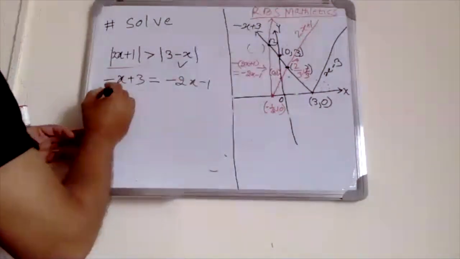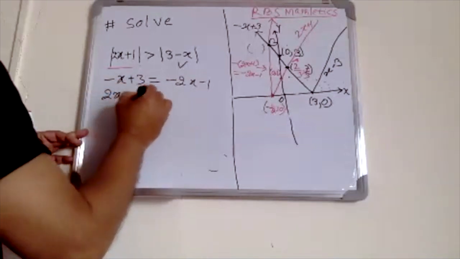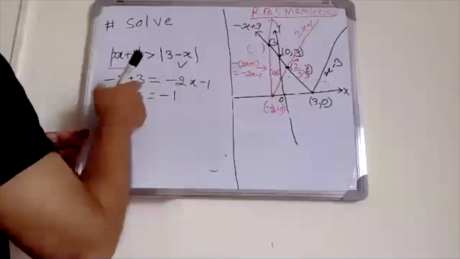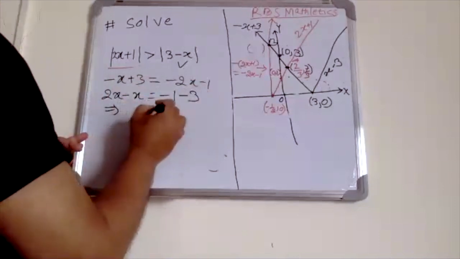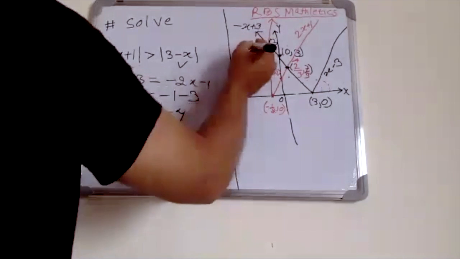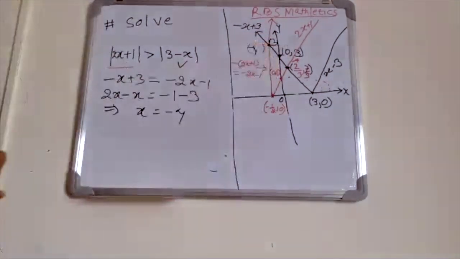Now here 2 will be here. If you transpose to the left side, it is going to be 2x minus x, and this minus 1 is already here. If you transpose this to the right side, it is going to be minus 3. So x is equal to minus 4. So the value of the x coordinate we have got here is negative 4.